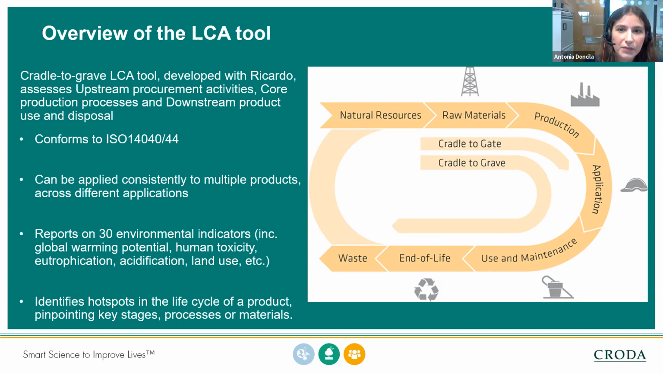And the LCA tool we built conforms to the relevant ISO standards. It can be duplicated and applied consistently to multiple products across different applications. It reports on over 30 environmental indicators, so it goes beyond the carbon footprint and looks at global warming potential, human toxicity, ecotoxicity, acidification, eutrophication, and so on. And it identified the hotspots in the life cycle of each product, pinpointing the key stages, the key input materials, or the waste treatment processes that need to be addressed to improve the sustainability of the process.